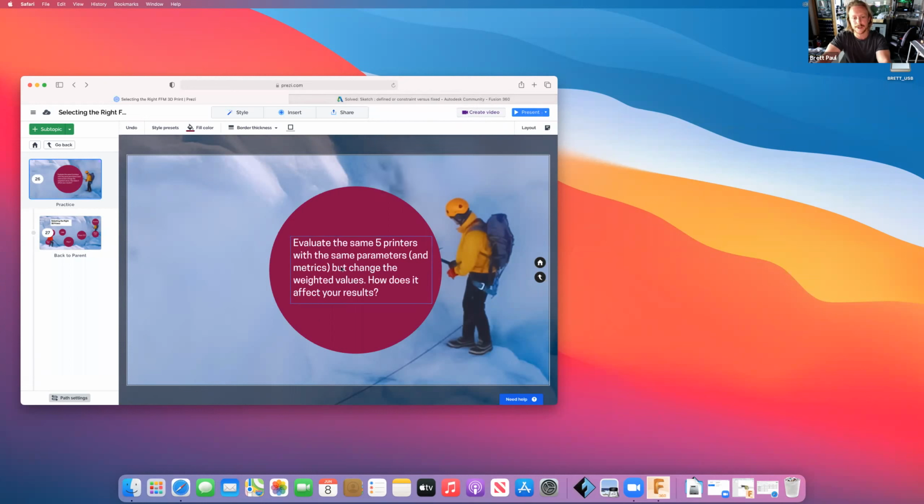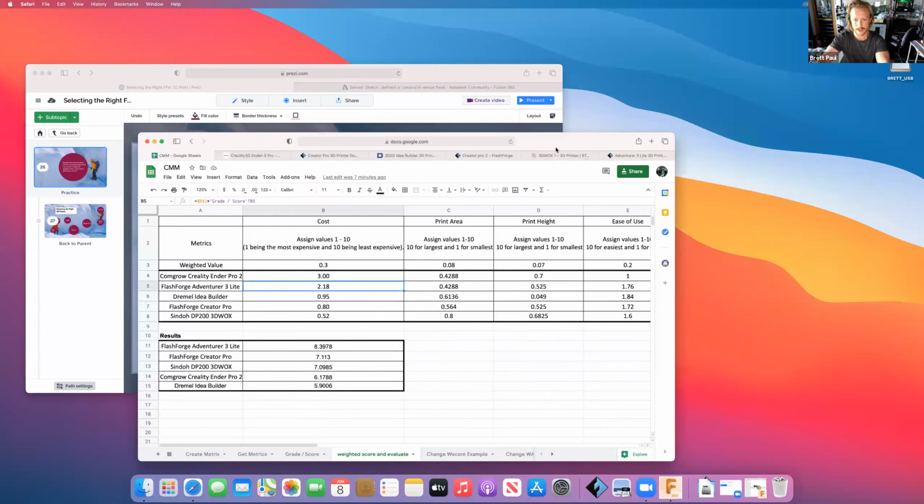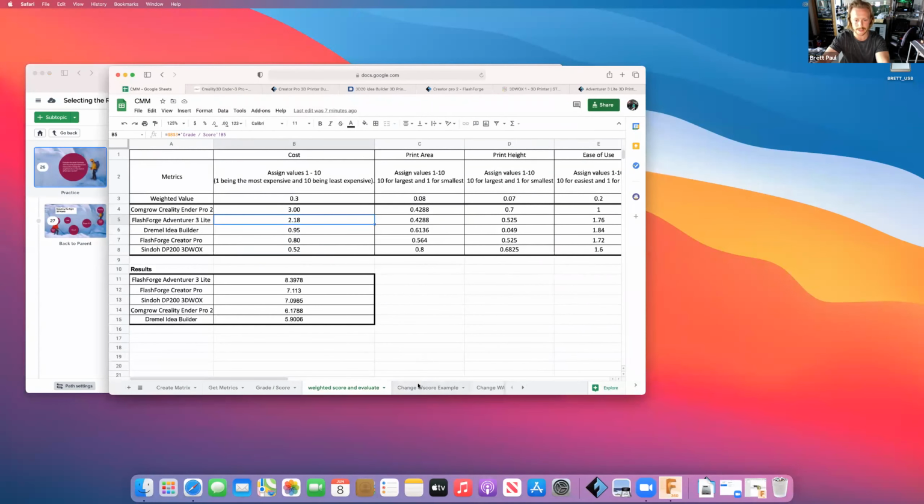We're going to evaluate the same 5 printers with the same parameters and metrics, okay? So not much is changing about this, but as a group, you're going to change the weighted values. What's most important, what's not, and so on and so forth. And how does that affect your overall results?